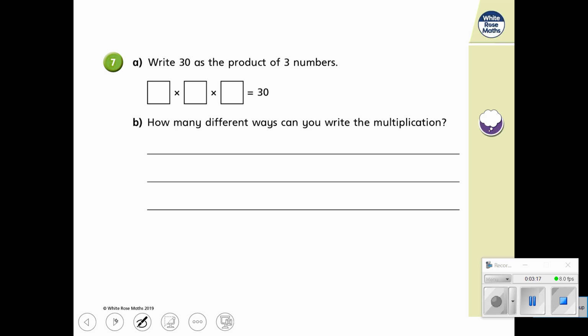Right, I'm going to start with my first solution at the top, and I'm going to look at this fact, 3 times 10, 30. And I know that 30 is the same as 3 times 10. Okay, so what I'm going to do now is I'm going to keep the 3, but I'm going to find 2 factors of 10. So I know 2 times 5 equals 10. So 3 times 2 times 5 should, if I'm right, equal 30. 5 times 2 is 10, 6 times 5 is 30, so I was right. Okay, how many different ways could you write the multiplication?